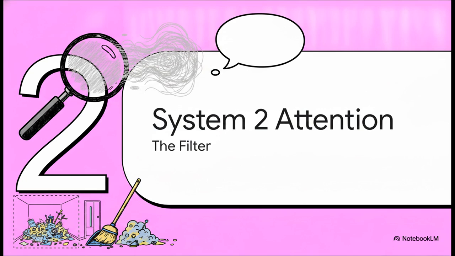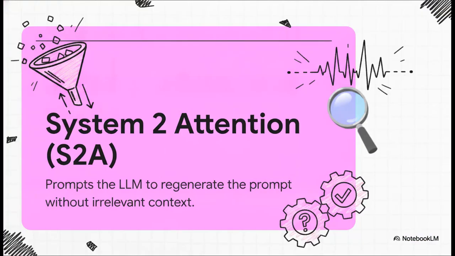Section 2. Enter System 2 Attention. So how exactly do we clean the room before the AI tries to think? Enter System 2 Attention, or S2A. You can kind of think of it as a detective's magnifying glass that just burns right through the fog. S2A is a prompting technique that fundamentally acts as a filter. So instead of just handing the AI a messy, complicated prompt, S2A explicitly asks the model to regenerate your prompt first, stripping out all the irrelevant context before any of the actual analytical work begins. It's a highly strategic workaround specifically designed to just eliminate all that noise.